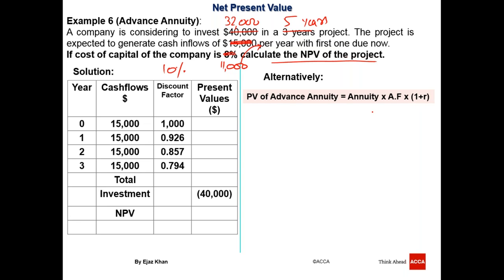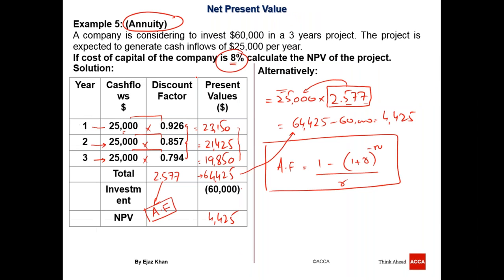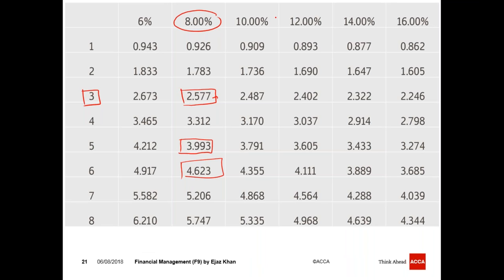So let's use this approach. The annuity is $11,000 every year. The annuity factor should be equal to the project's life, which is 5 years. So we just need to pick the annuity factor at 10% for 5 years. Let's go back to the table and see what annuity factor we have for the 5th year. 10%, and it's 3.791.